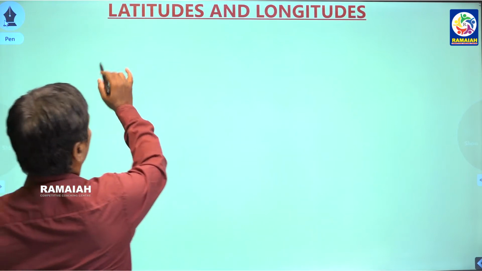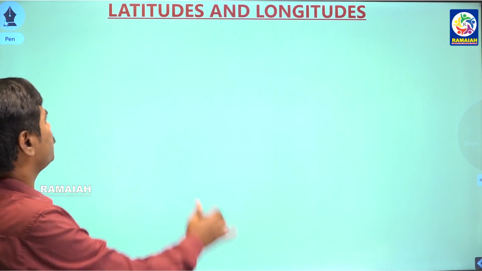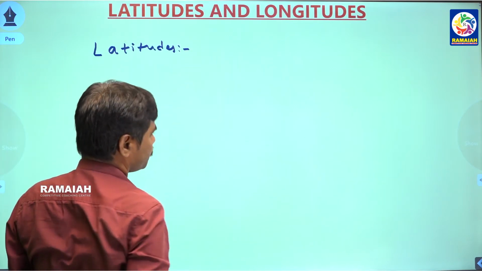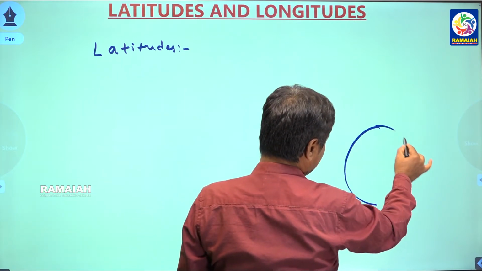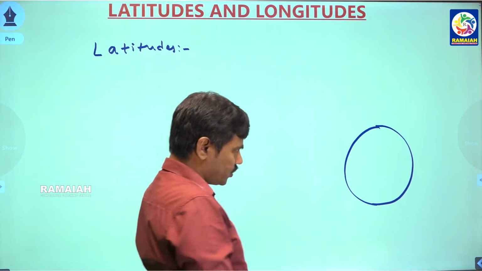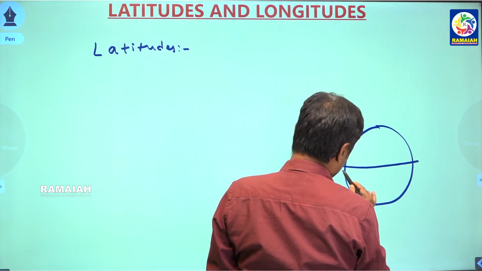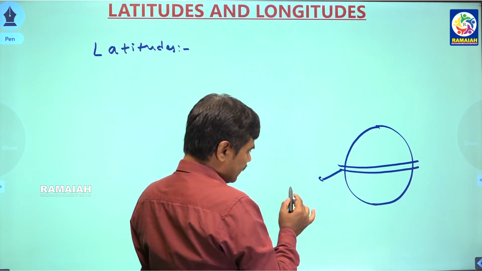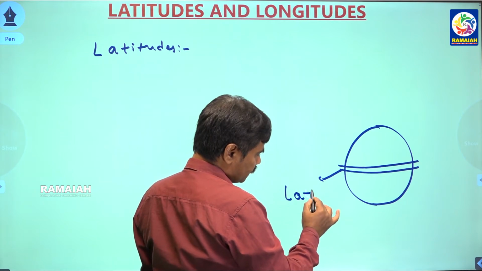Now let me explain latitudes and longitudes individually. First, the latitudes. You can imagine this is a globe. Lines drawn on the surface like this are called latitudes.